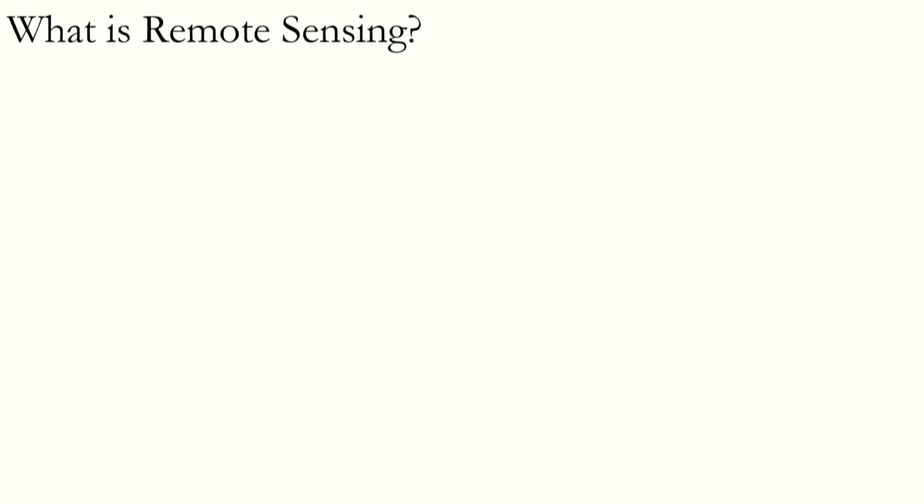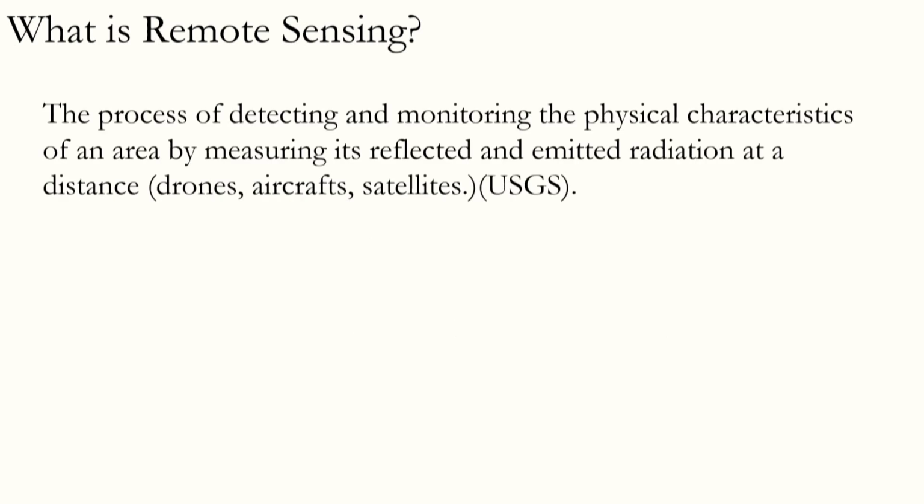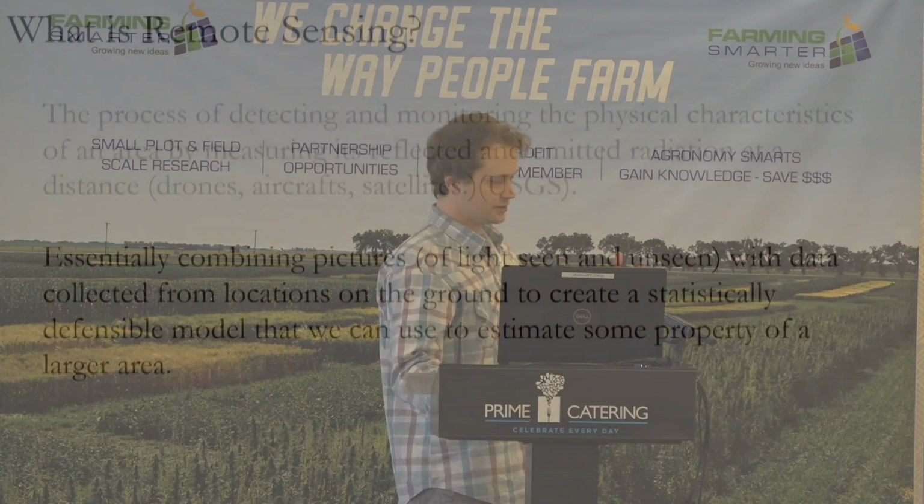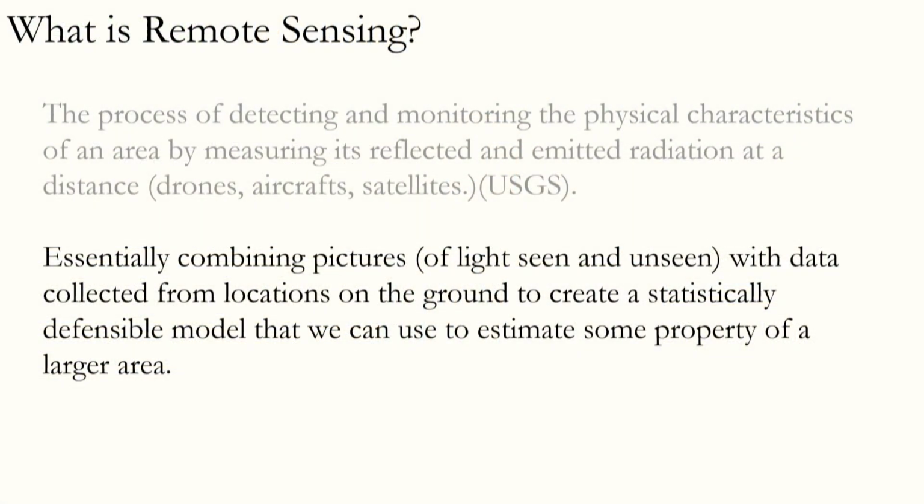So what is remote sensing? Well, it's essentially the process of detecting and monitoring physical characteristics of an area by measuring its reflected and emitted radiation from a distance. So we usually think about using drones, satellites, or planes for this. But I think a more appropriate definition for remote sensing for agricultural science is combining pictures of light, both seen and unseen, with data collected from locations on the ground, and creating a statistically defensible model that we can use to then estimate that property across the larger area, aka the rest of our field.